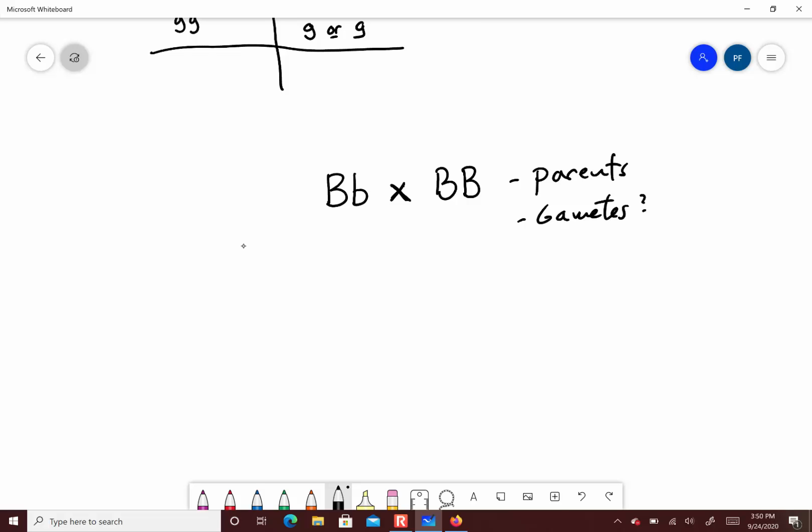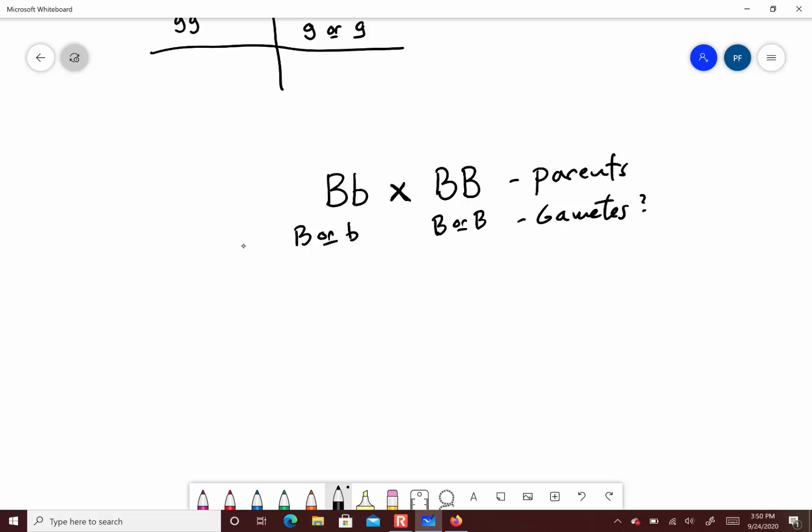Hey, and we just did it with that table. So for each of these parents, just write how I'm showing you to do these gametes. Big B or little b for that parent. Big B or big B for that parent.